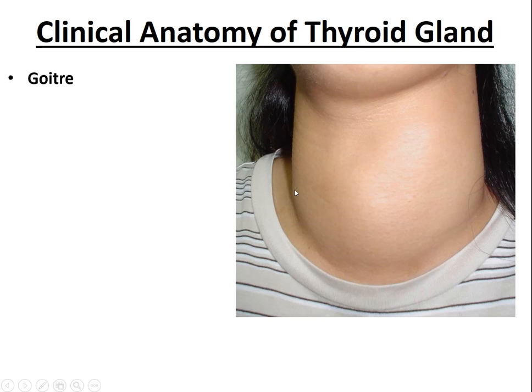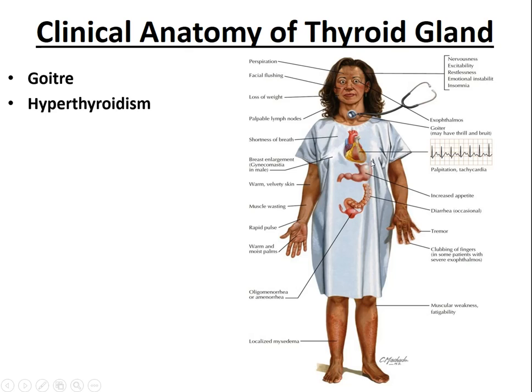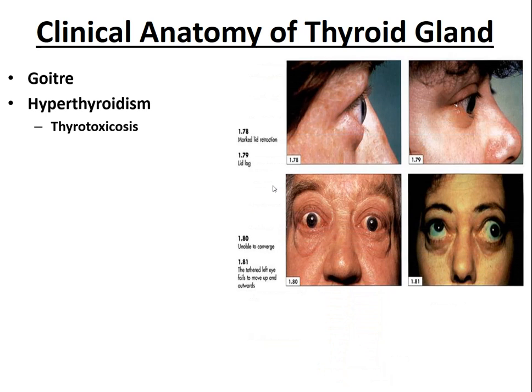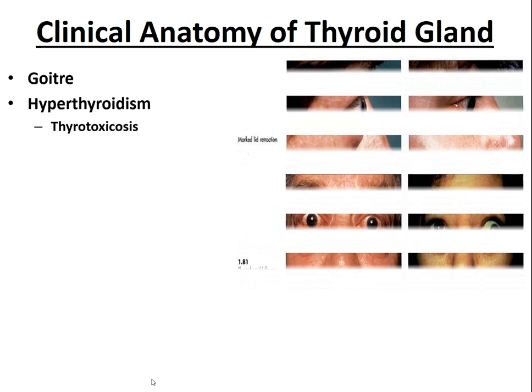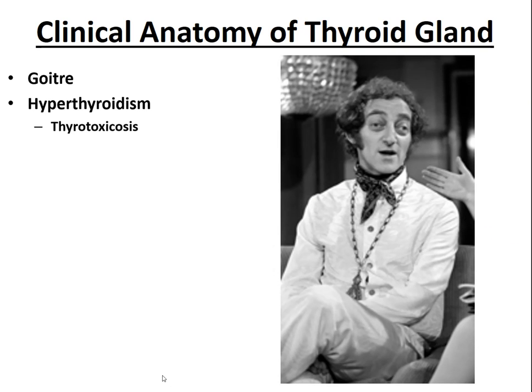Now enlargement of the thyroid gland is called goiter, and that may be due to hyperthyroidism or hypothyroidism. In hyperthyroidism, the metabolic rate is very much increased, so there is perspiration, facial blushing, palpitations, etc. And if you observe the eyes, they show a toxic look and protrusion of the eyeballs, which is called Graves' ophthalmopathy.